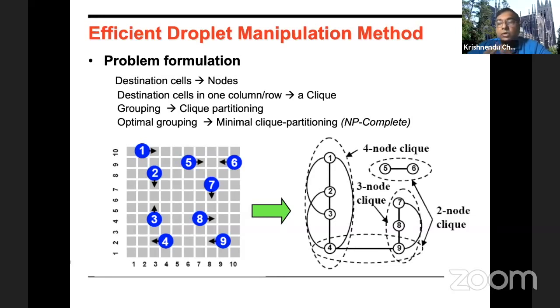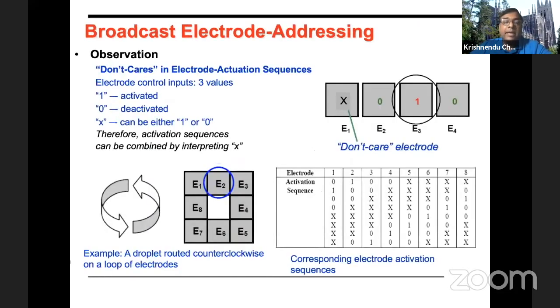So I would do a clique partitioning. The number of cliques I have in the graph tells me how many steps I need to move the droplets. And all the droplets in the same clique can be moved at the same time. So in this particular case, we need 3 steps, and not 1, not 9, but we need 3 steps to move the droplets.